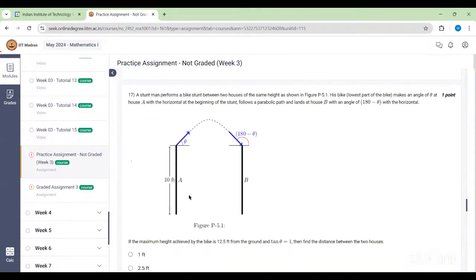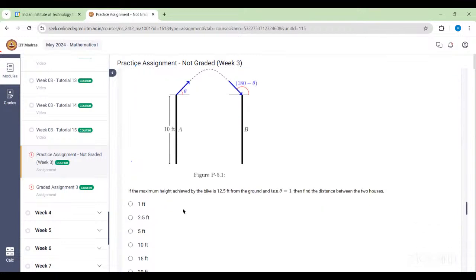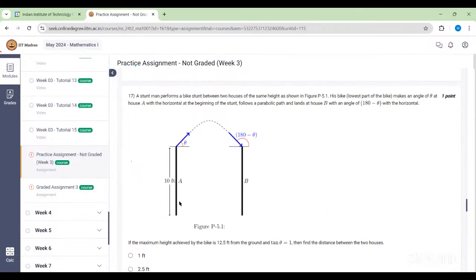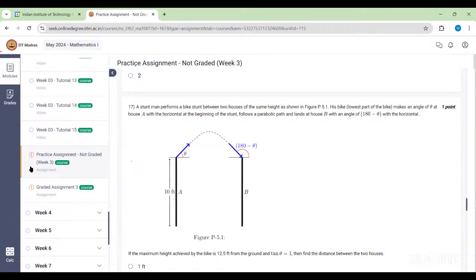Lands at house B with an angle of 180 minus theta with the horizontal. Is there any significance to this value in this question? I think they want to say that these two houses are at a flat surface type of thing. So if the angle is theta here, the landing angle is 180 degrees minus theta. But other than that, I don't think there is any significance of this particular angle.